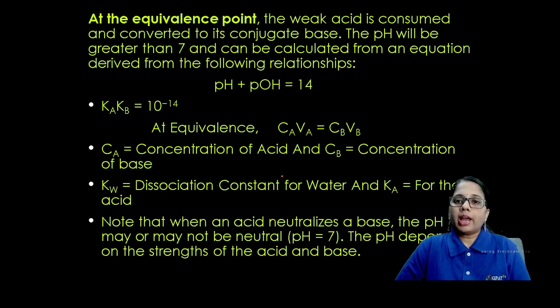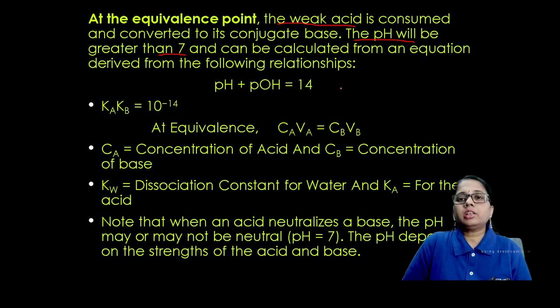At the equivalence point, the weak acid is consumed and converted into its conjugate base. Then the pH will be greater than 7 and can be calculated from the equation derived from the following relation. So whenever a titration is performed between an acid and base, at the equivalence point the weak acid is consumed and converted into a conjugate base, and the pH will be greater than 7 and can be calculated from the equation.